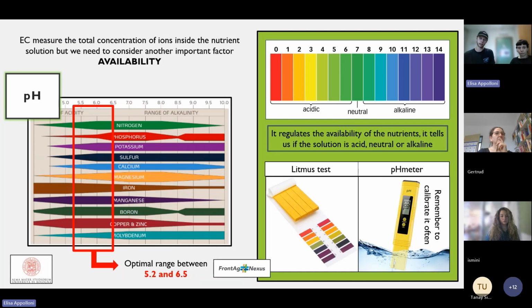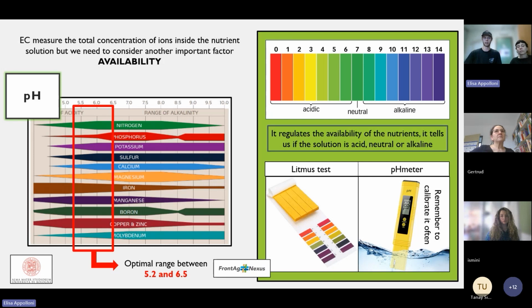Okay, so we have just seen the amount of salts that are dissolved in our nutrient solution and how to measure it, how to manage it. Let us see now how to measure their availability, because the availability of the nutrients depends on the pH, which measures the acidity or the alkalinity of our nutrient solution. So the pH, usually the rainwater has a slightly acidic pH, so let's say 6.5. This is very good for us, because you can see that the optimal range is between 5.2 and 6.5.